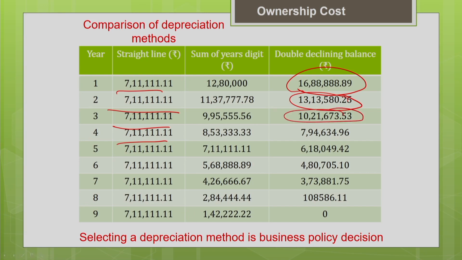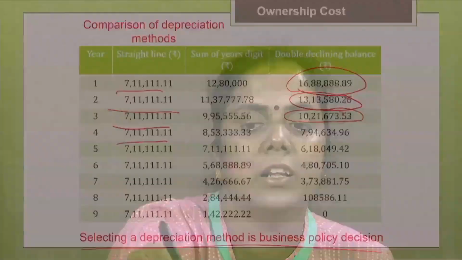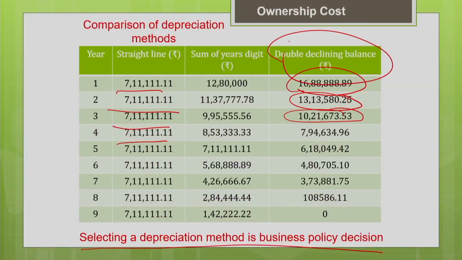So when compared to the other methods, this is what people prefer, as I told you, to get the tax benefits. However, selecting the depreciation method is totally a business policy decision. There is no constraint on any project estimator or any company that they have to follow only this particular depreciation method for accounting purposes. They are free to choose any method according to their business policy, but generally people prefer the more accelerated method. So this double declining method is more commonly used.